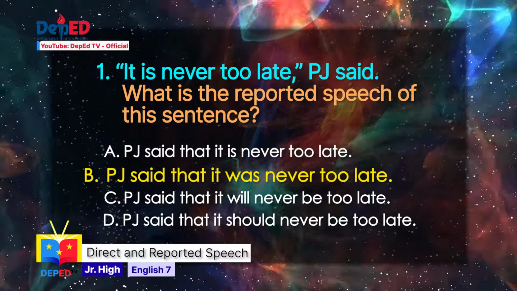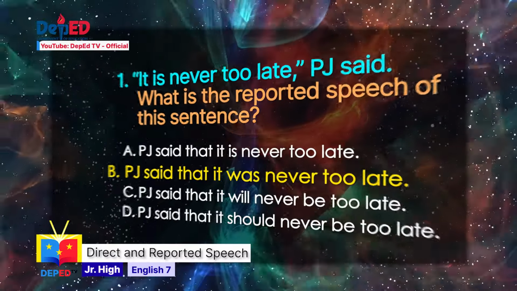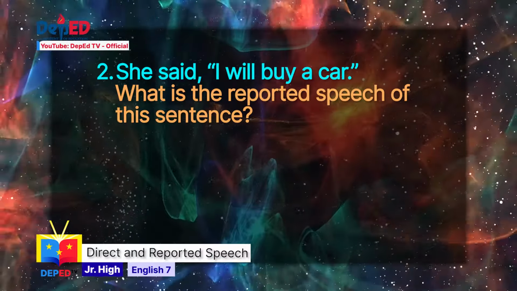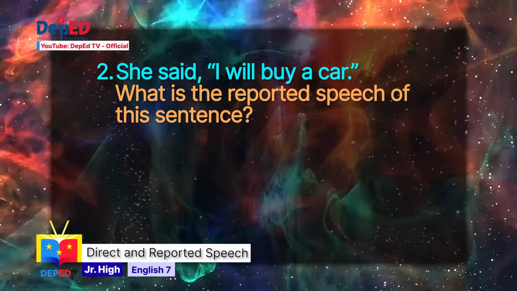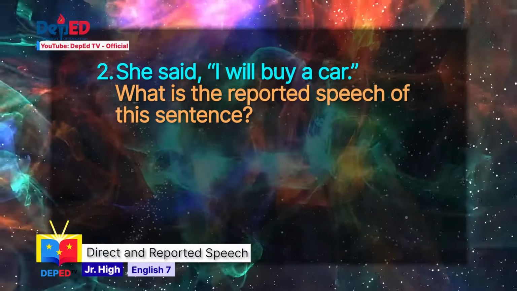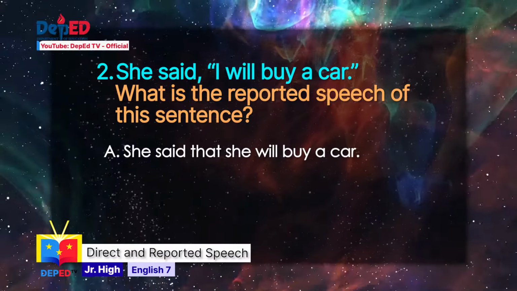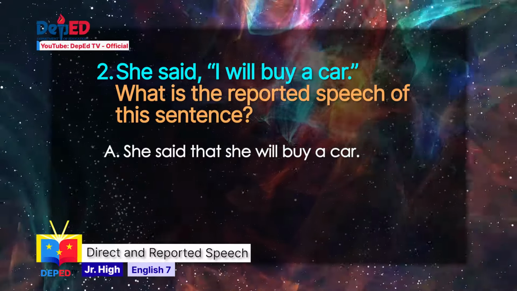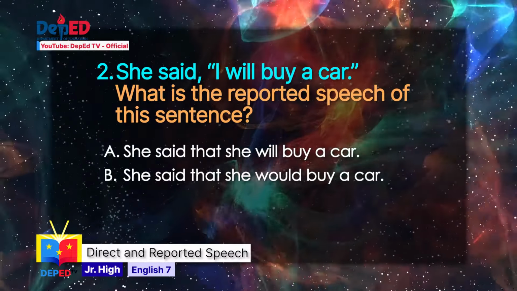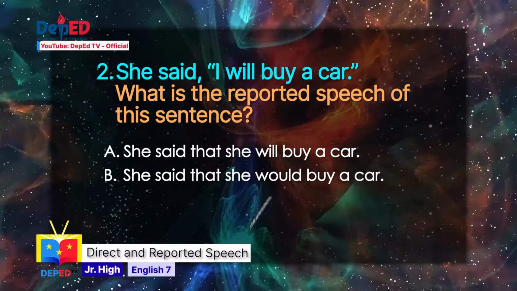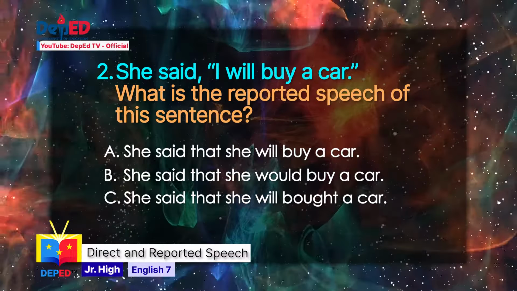Number 2. She said, "I will buy a car." What is the reported speech of this sentence? Letter A. She said that she will buy a car. Letter B. She said that she would buy a car. Letter C. She said that she will bought a car. Letter D. She said that she would bought a car.